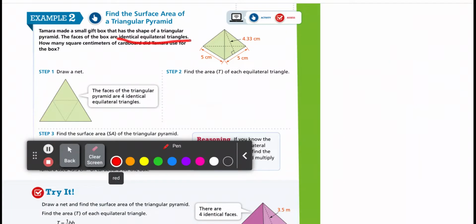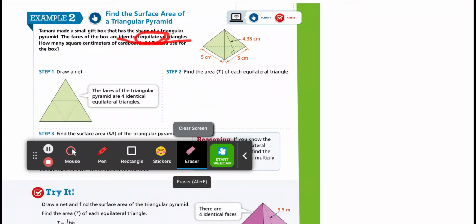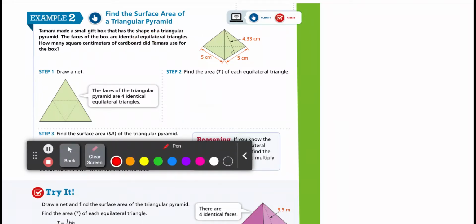What do you think that sentence will tell us about the 4 faces of this triangle? The word equilateral is a big hint. So, identical equilateral triangles is telling us that all 4 faces are going to be the same. They'll have the same area. So the question is, how many square centimeters of cardboard did Tamara use for the box?